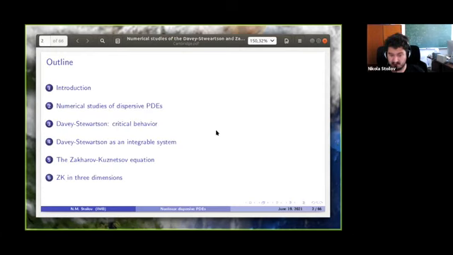There will be a very brief introduction due to the small format of the talks. I will just say things about how we do numerics, as this is somewhat more specific. Then I will explain how we address some PDE problems about the Davey-Stewartson equation, namely its critical behavior. Then I will also discuss Davey-Stewartson as an integrable system, namely a numerical approach to the inverse scattering problem. And then I'll move on to the Zakharov-Kuznetsov equation in 2 and 3 dimensions.